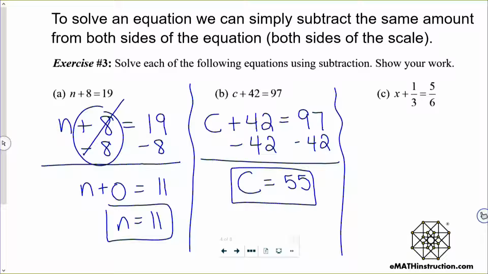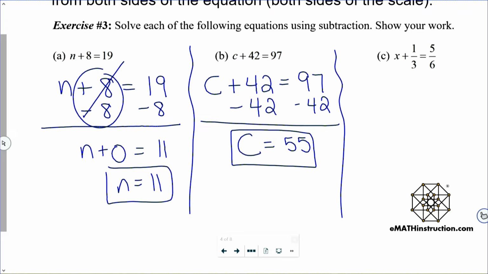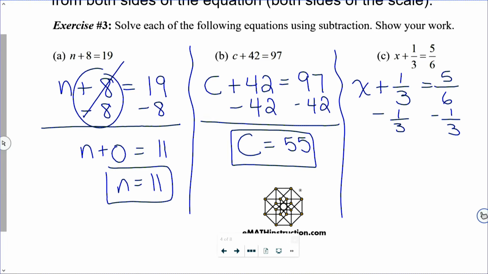Now, letter C, fractions. Fractions, fractions, fractions. But it still works the same way. If I have x plus 1/3 is equal to 5/6, then I have to subtract 1/3 from both sides. And yeah, that's kind of obnoxious, right?